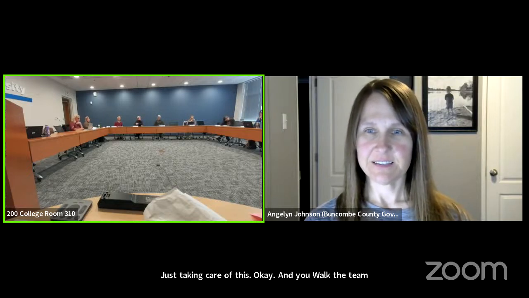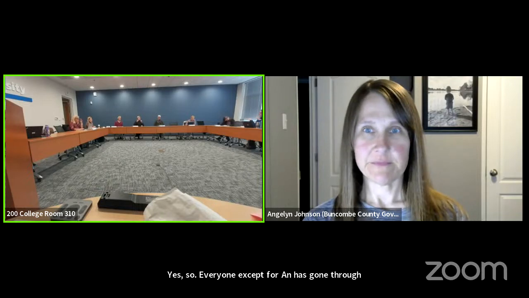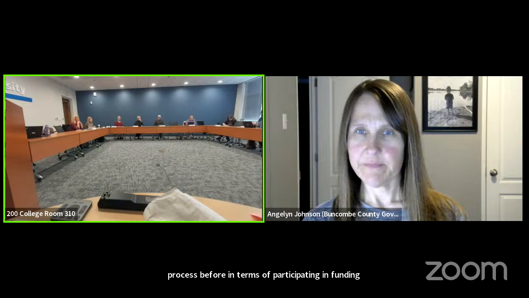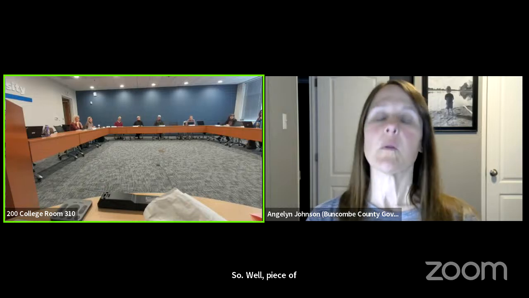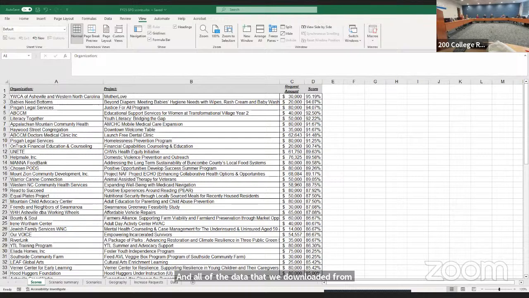Yes, so, I think everyone except for Anne has gone through this process before in terms of participating in making funding recommendations for our grant process. So what we supplied everyone with yesterday, late afternoon, was a spreadsheet that included all of the data that we downloaded from your evaluations in the grant portal. There are several tabs within this spreadsheet. So I just want to familiarize everyone with what's on each of those tabs so we know what we're looking at.